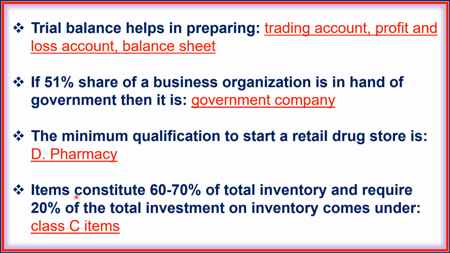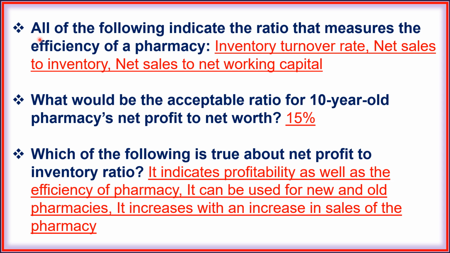Next, item constitutes 60 to 70% of total inventory and require 20% of the total investment on inventory comes under class C items. Next, all of the following indicate the ratio that measures the efficiency of a pharmacy. Those are inventory turnover rate, net sales to inventory and net sales to net working capital. Next, what would be the acceptable ratio for 10-year-old pharmacy's net profit to net worth, that is 15%.